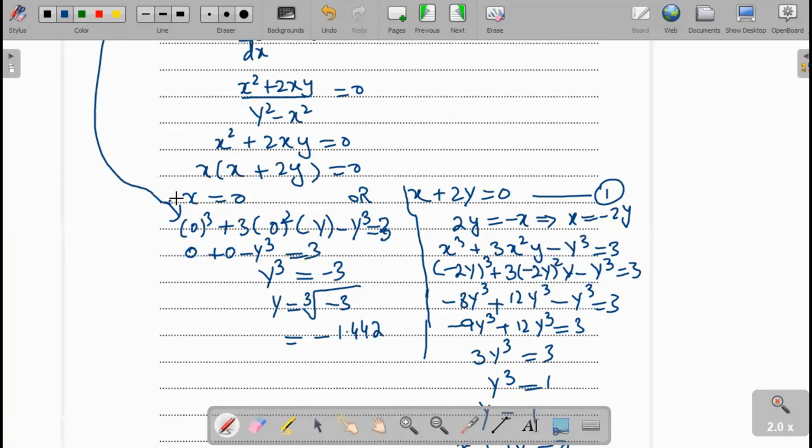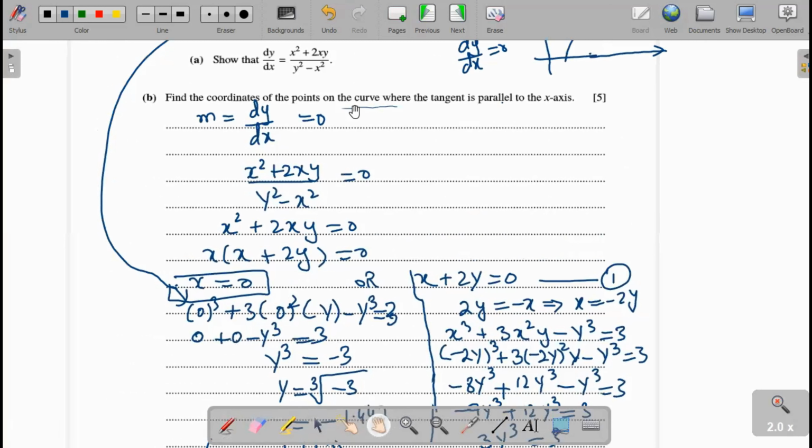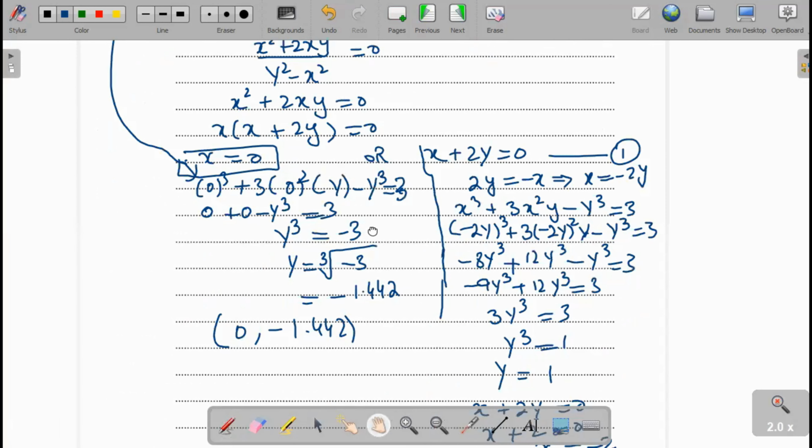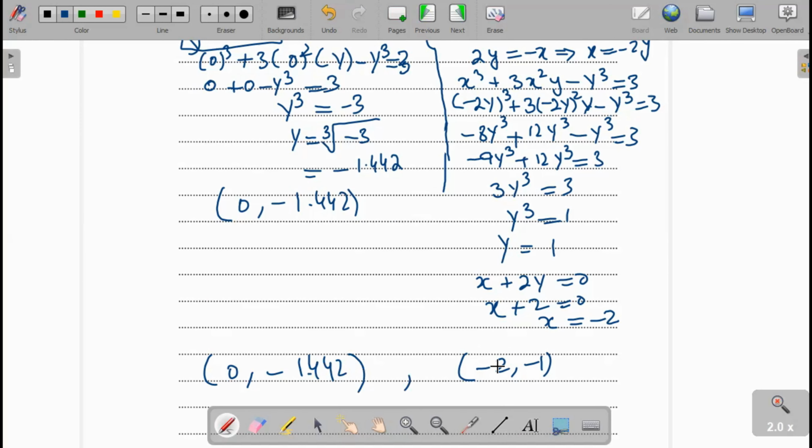At x equal to 0, the coordinates of this point are 0, minus 1.442. And these are the coordinates where the tangent is parallel to x. Now, sorry, this is plus 1.